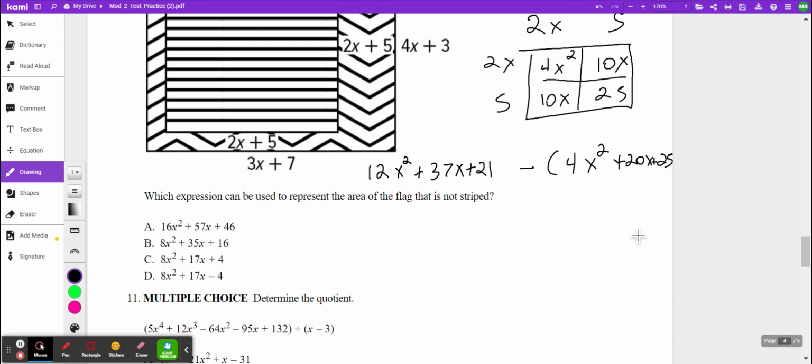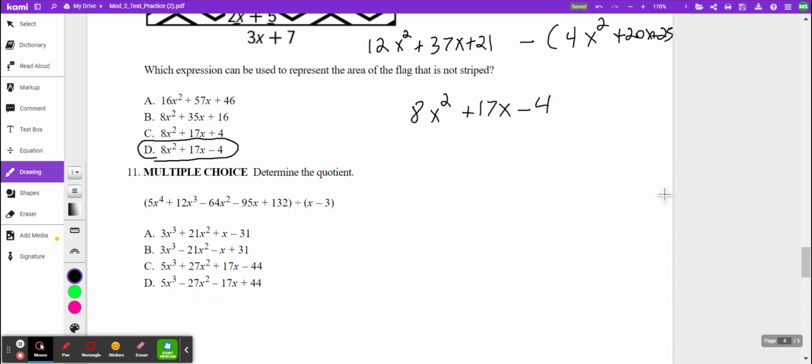So now all I need to do is subtract one from the other, and I'll get my answer. I have 8x squared, 37x minus 20x is going to be 17x, and then 21 minus 25 is going to be minus 4. Well, look, the only one with the minus 4 right there is right there. I'm done. Let's go on. Determine the quotient. I actually love the area model right now, so I'm going to jump and do that.